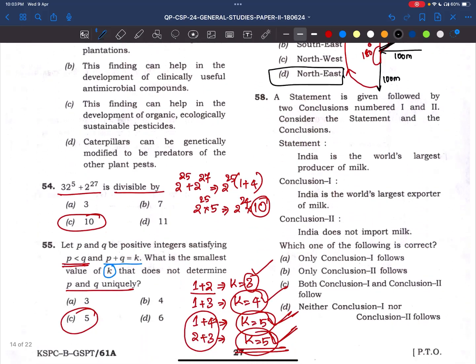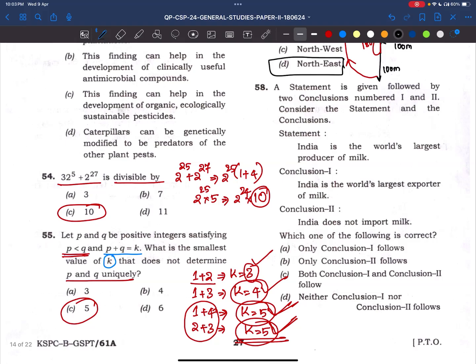Now, 58th question. A statement is given followed by two conclusions, number 1 and 2. India is the world's largest producer of milk. Conclusion 1: India is the world's largest exporter. We don't know. Entire milk can be consumed in the country itself. So we can't draw this conclusion from the statement. He's just telling that it is the largest producer. So conclusion 1 is wrong.